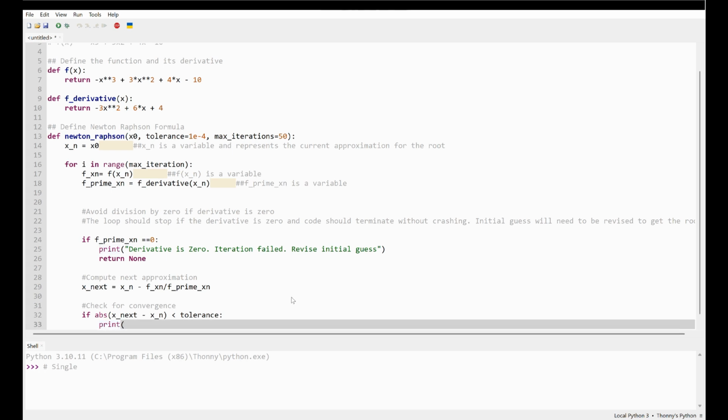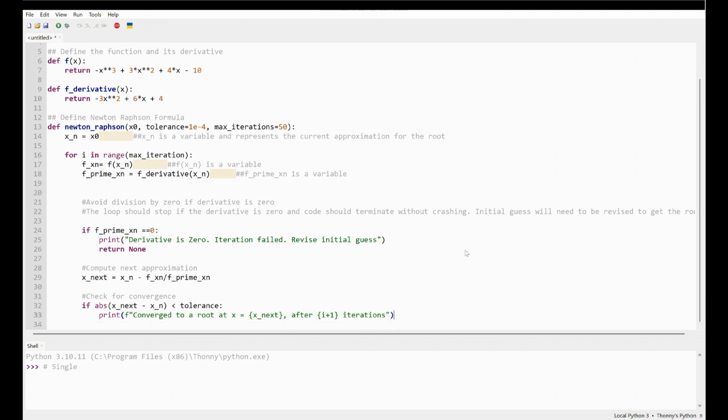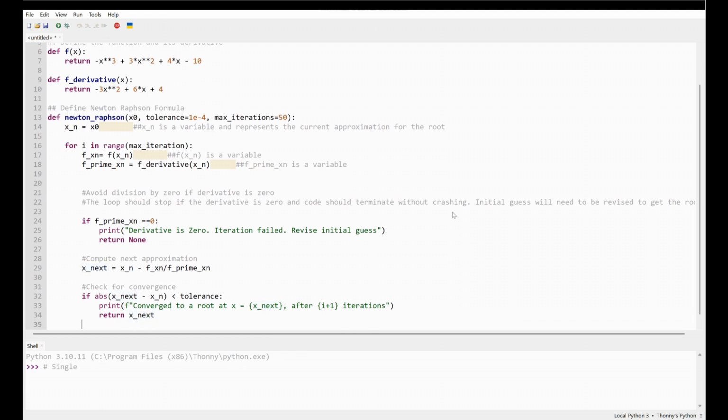So if absolute difference is less than tolerance, then I will say print converge to a root at x, and the value of x will be x next after i plus 1 iterations. So this will give us the value of the root, and this will also tell us how many iterations it took to reach the convergence, to find the root or find the solution. Then return x underscore next.